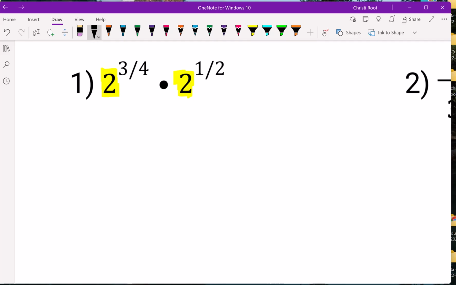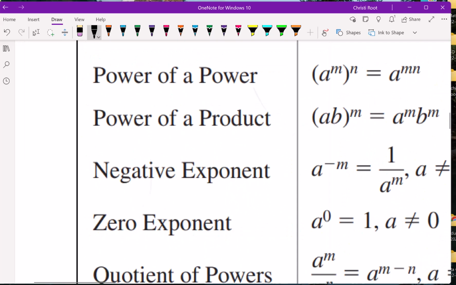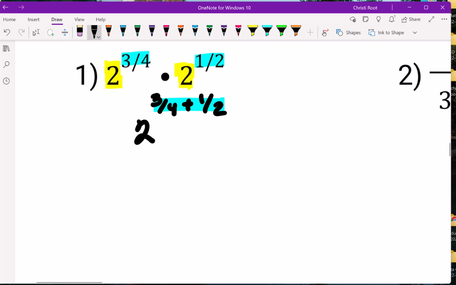So what I can do is I can use that power, the product of powers, and I can write it as a single base. I can say base 2. And then we're going to do 3/4 plus 1/2. So you're going to add the exponents together. So if you need to use your calculator to do this, you can. So if you type in 3 over 4 plus 1/2, you wind up with 5 over 4.